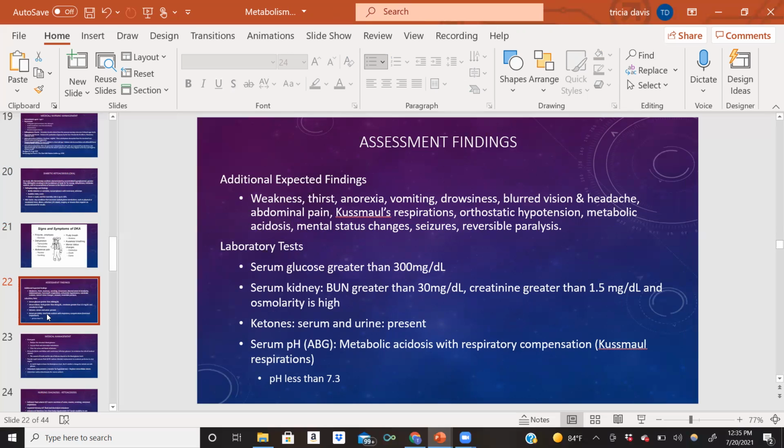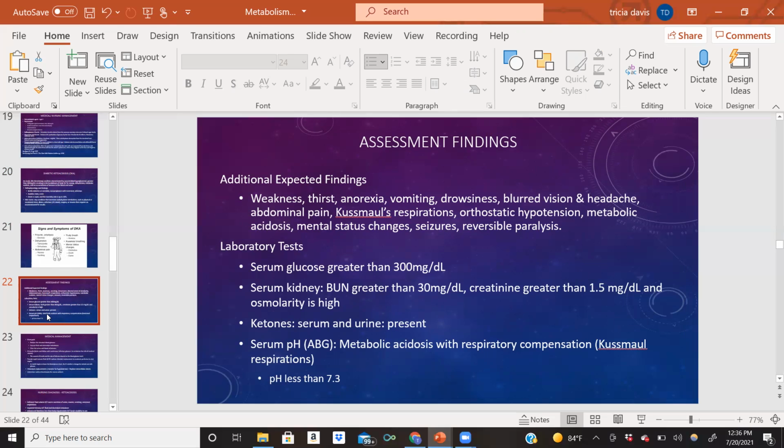So laboratory tests that we're going to see, obviously, we're going to see those serum glucose levels greater than 300. We're also going to look at our kidney labs. So our BUN, which is our blood urea nitrogen, those levels are going to be greater than 30. Our creatinine levels are going to be greater than 1.5. And the osmolarity is going to be high.